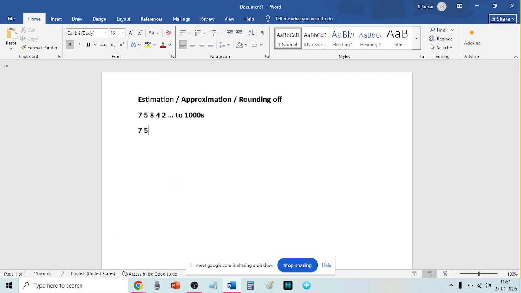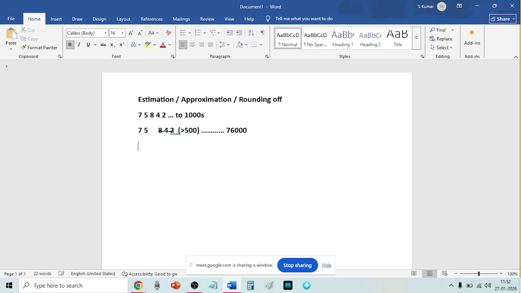7, 5, then the part 842. The part which I don't need will be this one. So check with 500, 800, it is more than 500. So change the 75 to 76, 76,000. Why 3 zeros? Because here there are 3 digits. What you don't need, 3 digits, put 3 zeros.